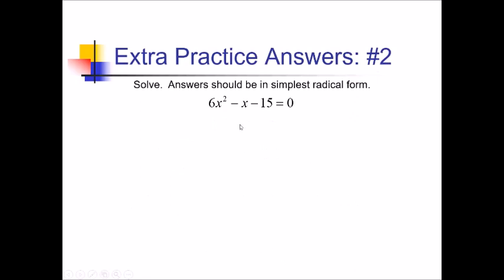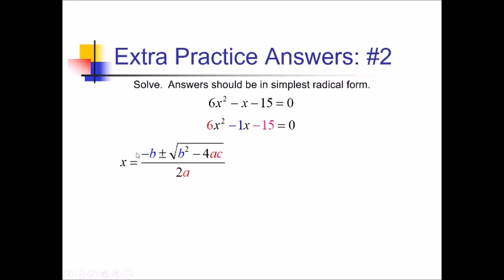For this quadratic equation, I'm going to go ahead and use the quadratic formula. It may or may not be factorable, but the quadratic formula always works. So let me just rewrite this so that the formula is a little easier to use. So I'll write this as 6x squared minus 1x minus 15. And then I can very easily pick out that we have an a value of 6, a b value of negative 1, and a c value of negative 15. So here's our quadratic formula: negative b plus or minus square root of b squared minus 4ac all over 2a.